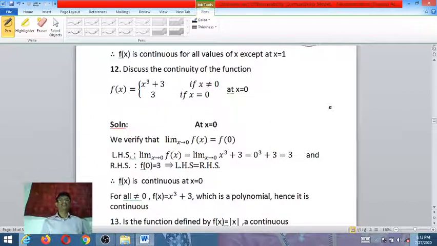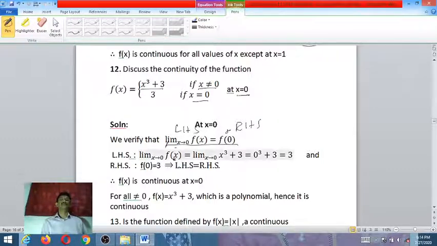Now look at it. Discuss the continuity for the function f of x equals x cube plus 3, x not equal to 0, and 3 at x equals 0. We have to check at x equals 0 only, isn't it? Because the left hand limit and right hand limit are not given separately, we would need x less than 0 and x greater than or equal to 0 for that. Now we verify that the limit of f of x as x tends to 0 is equal to f of 0. This side is the left hand side and the right hand side is f of 0.